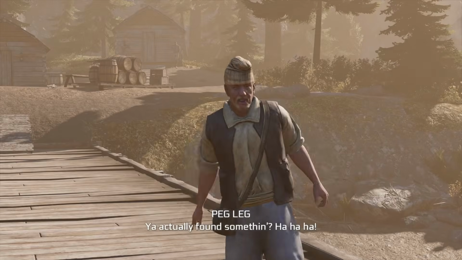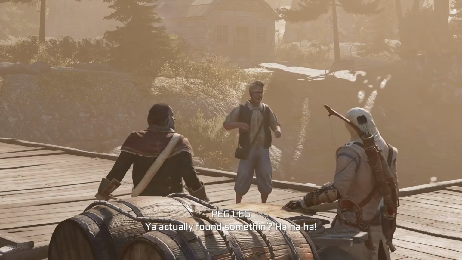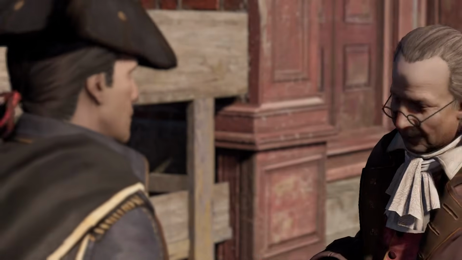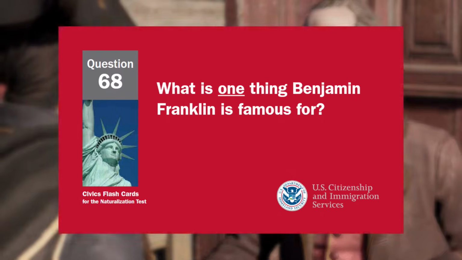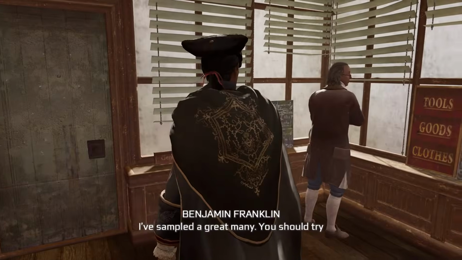You actually found something? Also, the test identifies Ben Franklin as the oldest member of the Constitutional Convention. How old were these women?